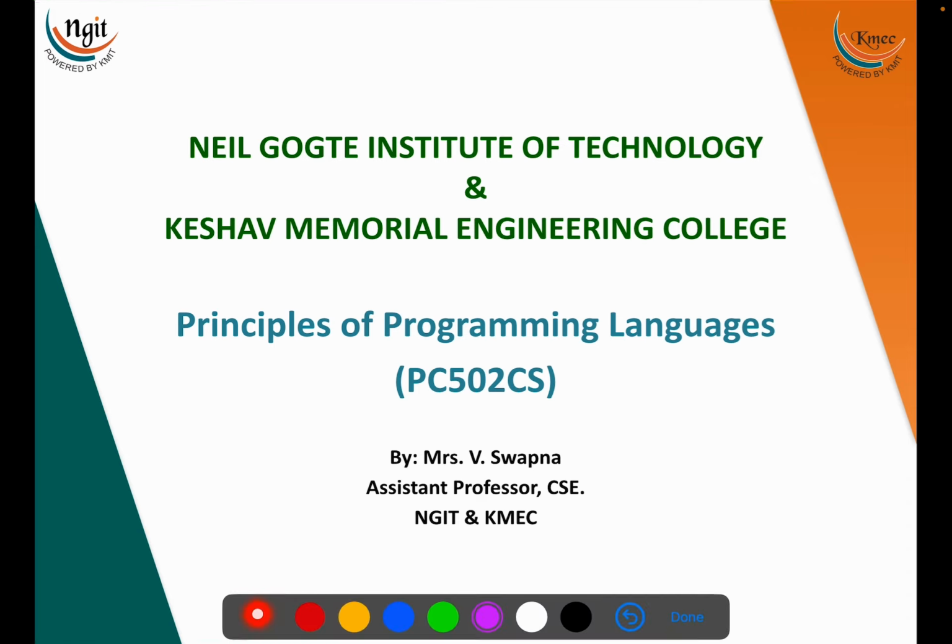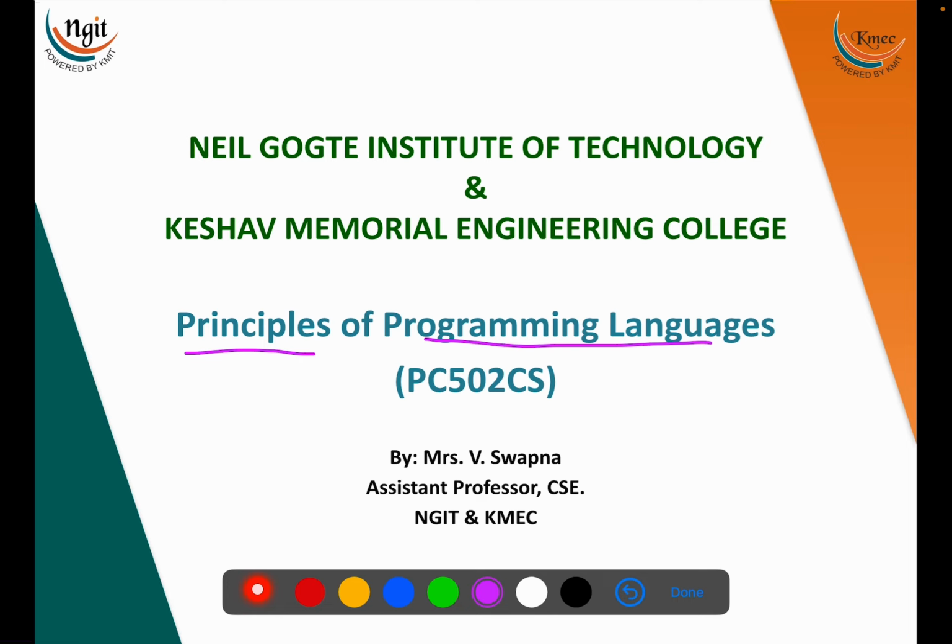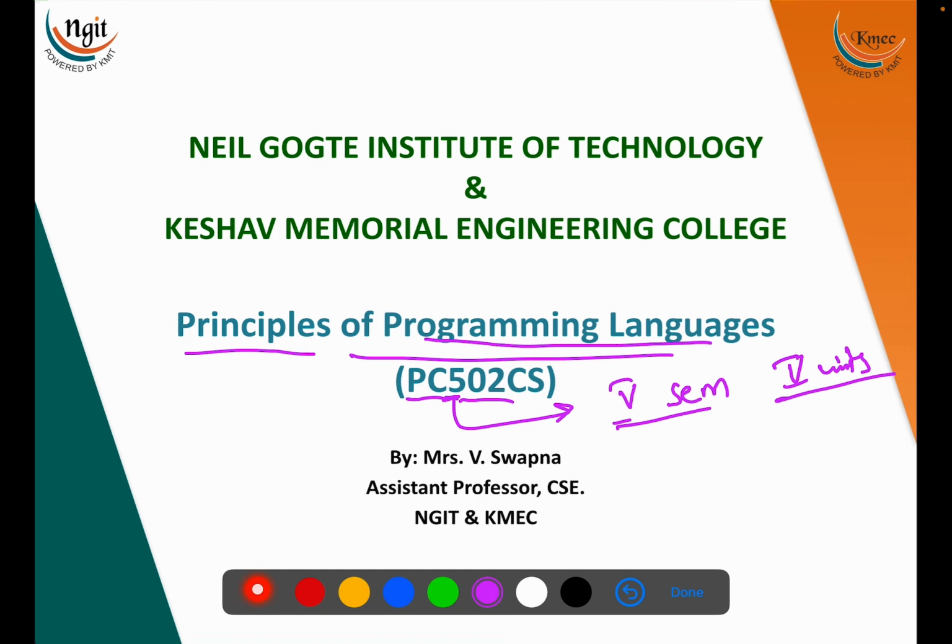The course name is Principles of Programming Languages and the course code is PC502CS. So as you find here, this is relevant to the 3rd year, 5th semester, Osmania University. According to the curriculum of this semester, this PPL subject is in 5 units. We'll be going to talk about all these 5 units in the same channel.